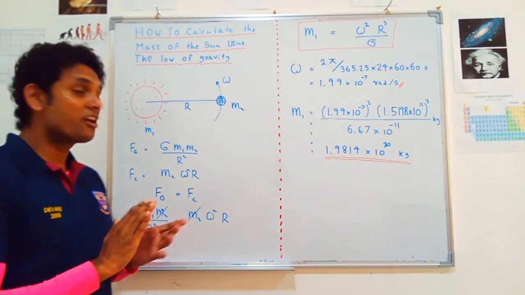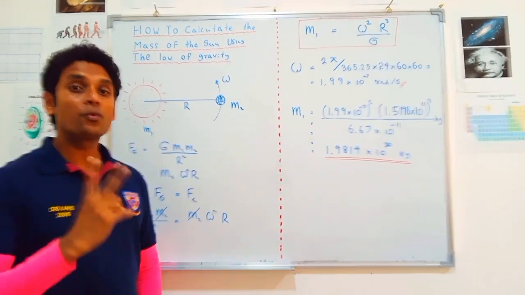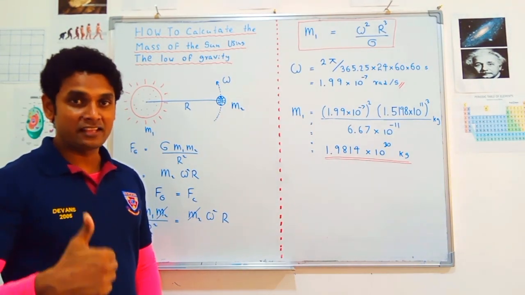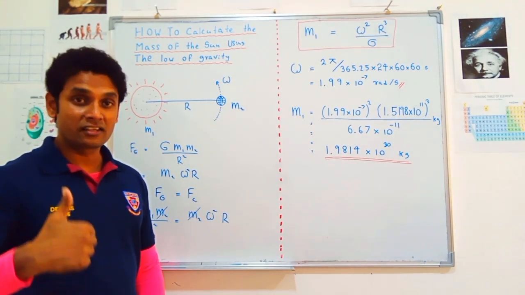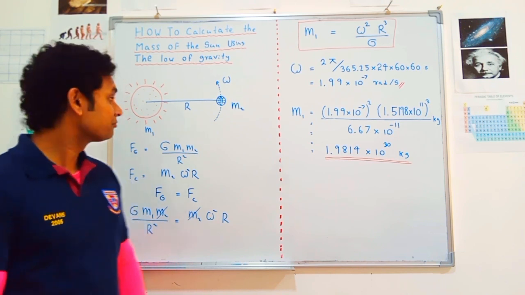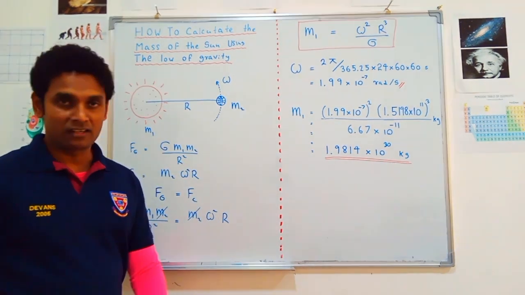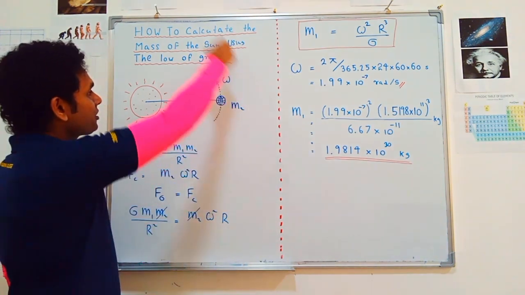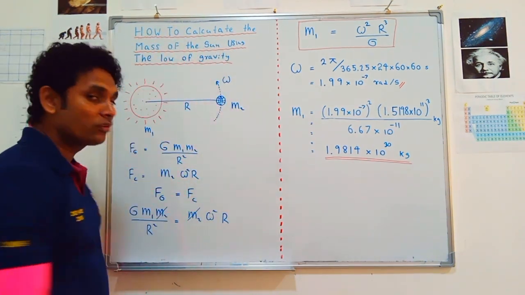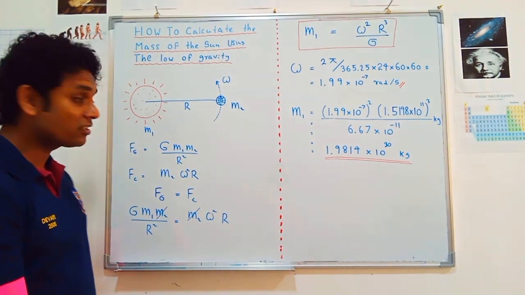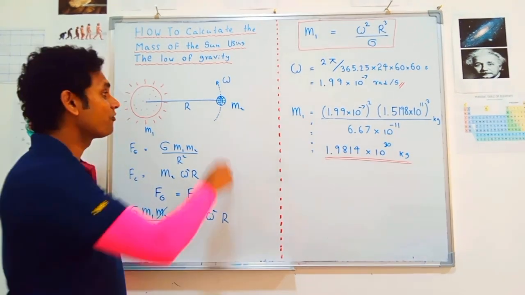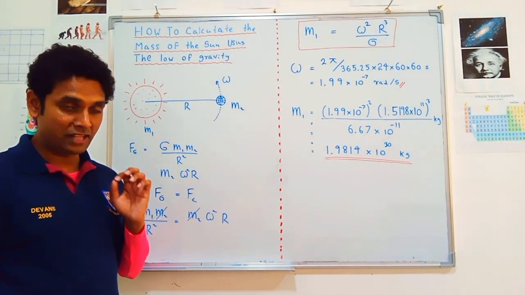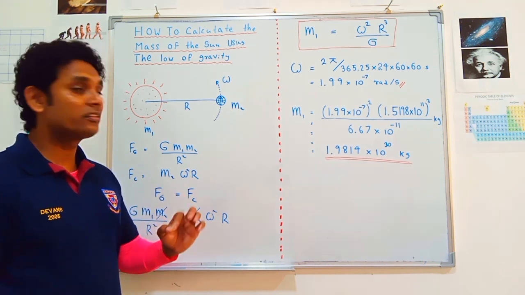Okay, first of all, we are going to use two principles here in this calculation. First one is the law of gravity and the gravitational force, the gravitational attraction between the earth and the sun. Second one is the rotational motion of the earth around the sun. So these two concepts are the concepts that we are going to use today to do this particular calculation.